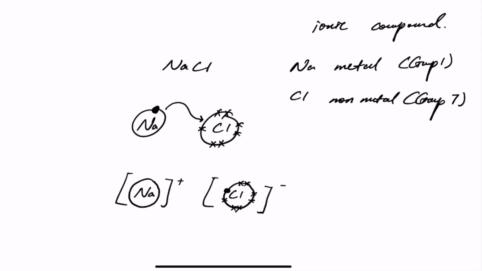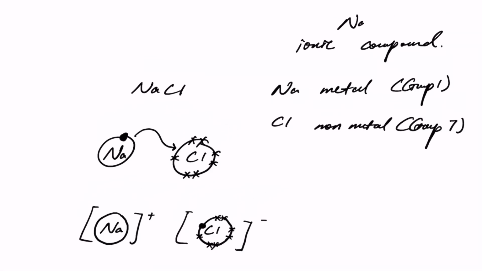And now we can see that it totally makes sense that this is an ionic compound because you've got a sodium plus ion and a chlorine minus ion. And they attract each other very strongly to form the strong ionic bonding. Okay, I think that's that for this question.